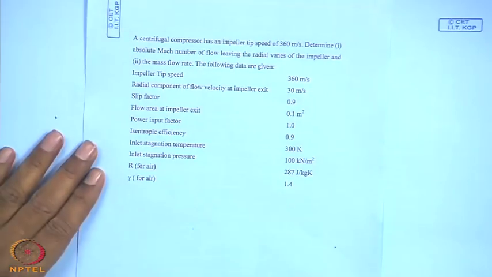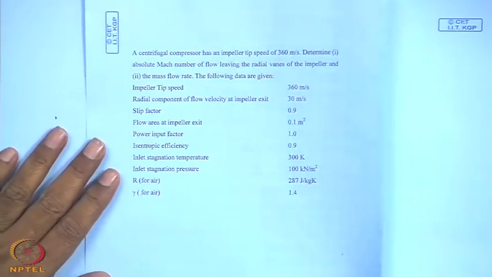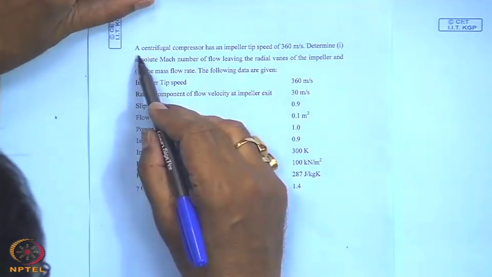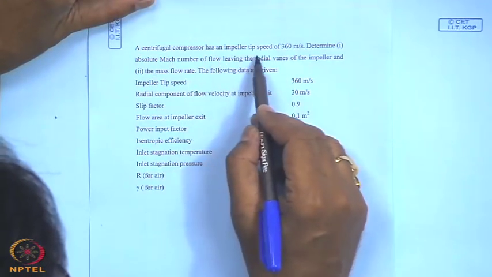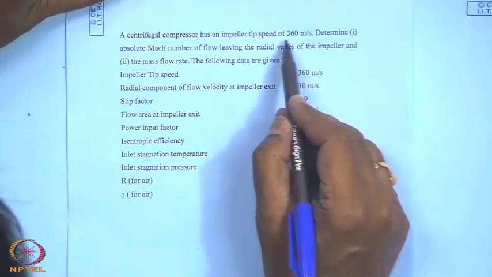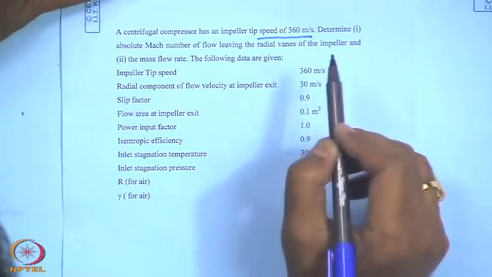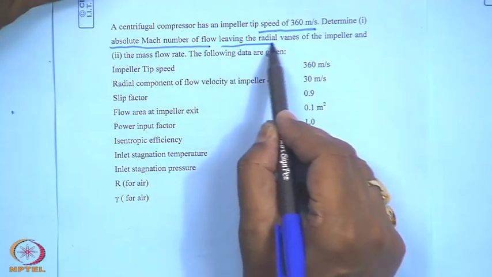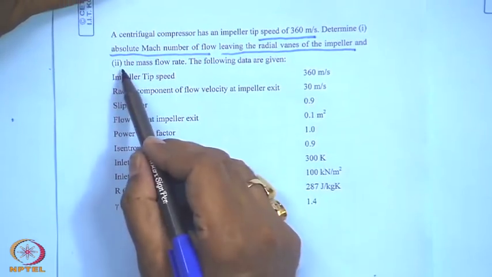Now let us solve a problem. So we have discussed the principle of the characteristic curves, the concept of surge, the surge line, the maximum efficiency line, and the choking line. Now let us consider this problem. A centrifugal compressor has an impeller tip speed of 360 meters per second. Determine the absolute Mach number of flow leaving the radial vanes of the impeller and the mass flow rate.